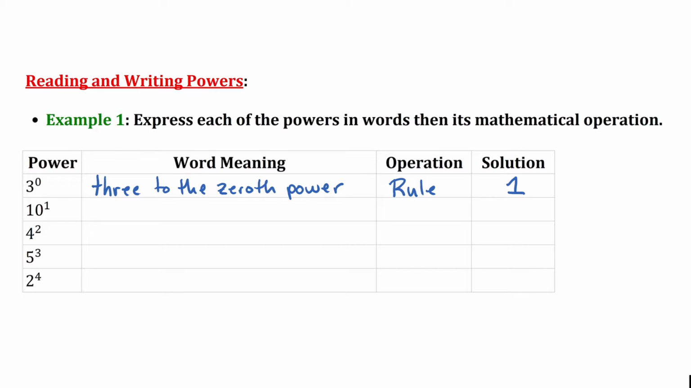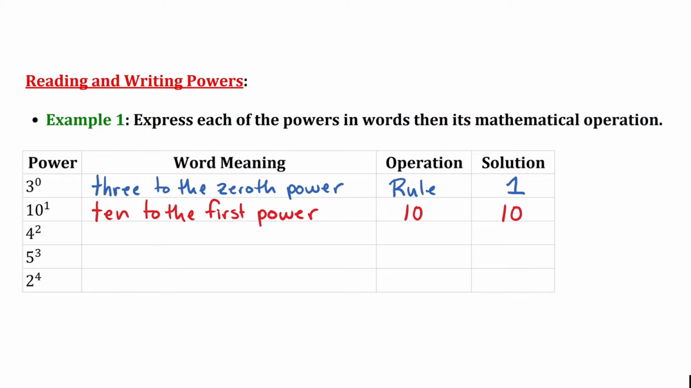Okay, next, let's do our power 10 to the first power. So 10 is our base, 1 is our exponent. So we're just going to write it 10 to the first power. Here the operation is just simply going to be 10. There's only one 10 there, so we're not really multiplying it times anything. 10 equals 10. So our solution here is 10.